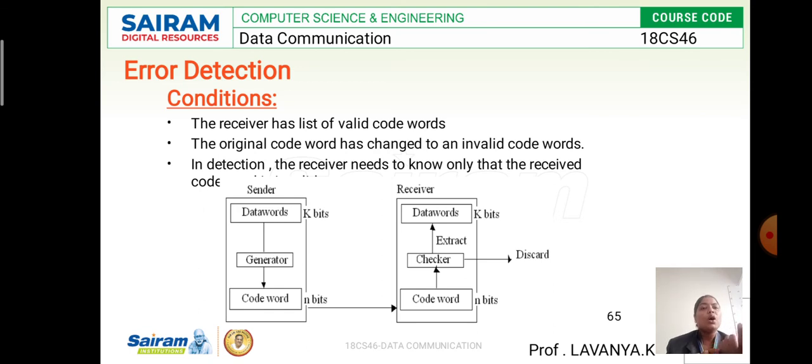During that time, if there is anything extra apart from the original data, they can discard it. So only the original data reaches the receiver. This is how error detection happens in block coding.